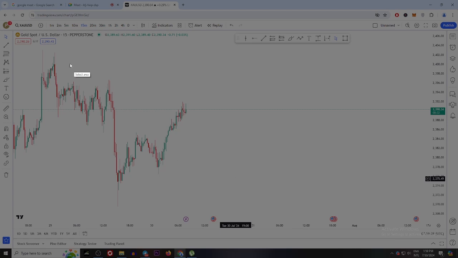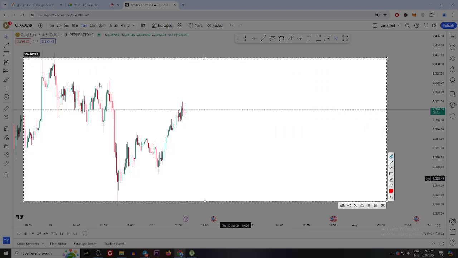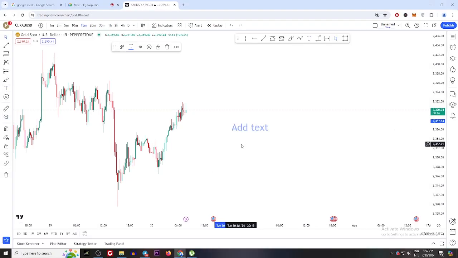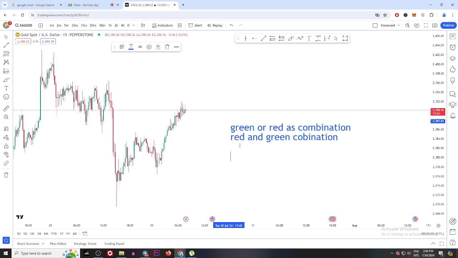As we use green and red colors in our chart pattern, we call green and red a combination. Also, we call red and green a combination. We will talk a little bit later about why we need combination.